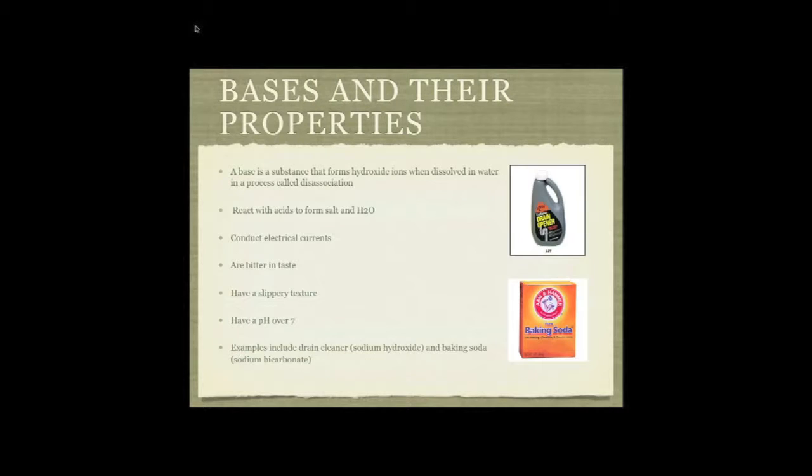A base, on the other hand, is a substance that forms hydroxide ions when dissolved in water in a process called dissociation. Bases react with acids to form salt and H2O, conduct electrical currents, are bitter in taste, and have a slippery texture. Bases also have a pH over 7. Examples of bases include drain cleaner, which is sodium hydroxide, and baking soda, which is sodium bicarbonate.